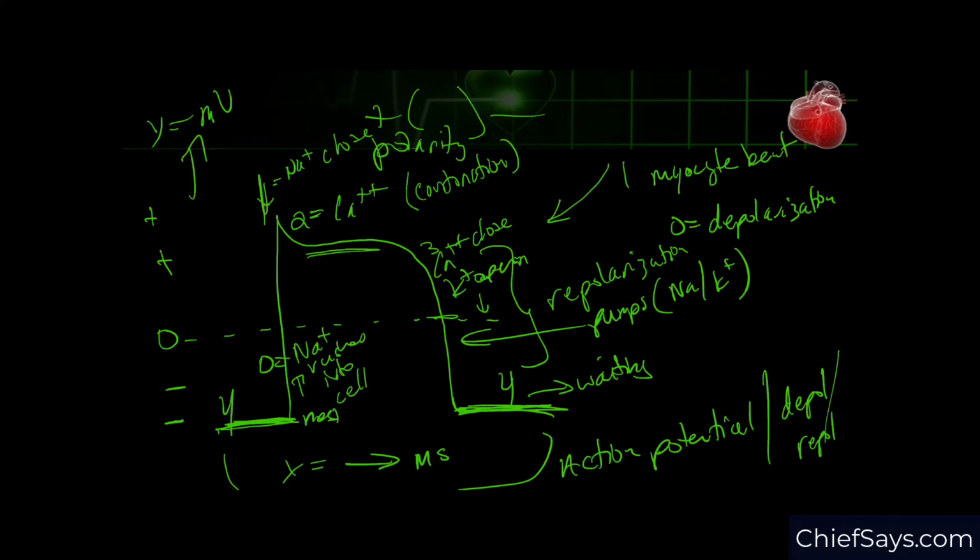Now, kind of hold with this idea. These are some of the steps that are occurring. We've got to kind of unpack this a little bit, but we are going to explore how this electrical waveform or graph is generated in the process of depolarization.